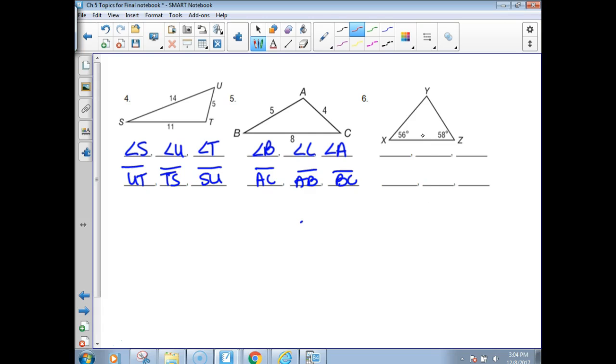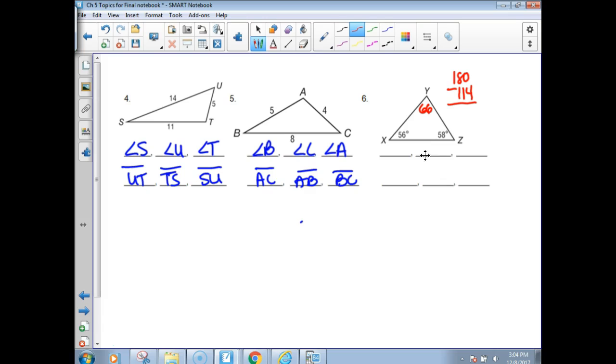Okay, what do we do to find the missing angle Y on number 6? Sterling? Okay, add these two. That's 114 and subtract it from 180. Good job. That's 66.